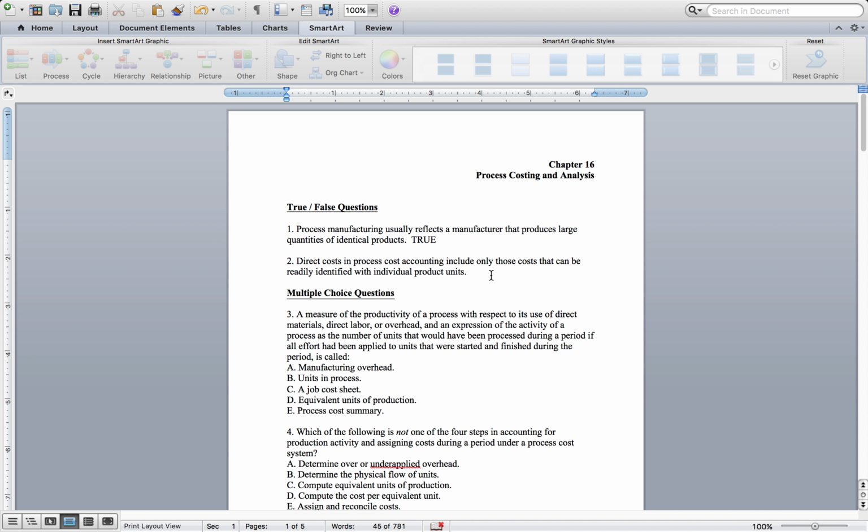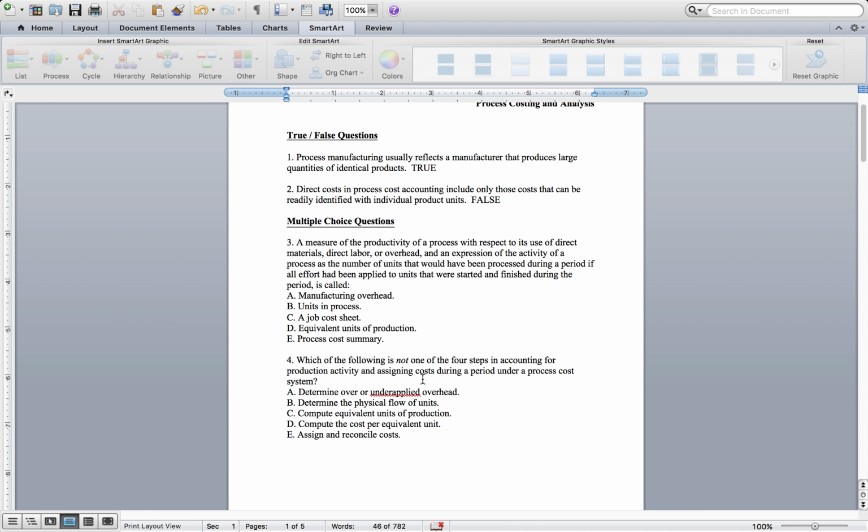Now, job order, remember, that was for specific jobs. Okay, now next one here. Number 2 says direct costs in process cost accounting include only those costs that can be readily identified with individual product units. Well, that's going to be, of course, false. That's the exact opposite of what we just talked about here. You have to estimate the cost for each unit. It's not going to be per unit cost like in job order costing because you're producing many of the same products.